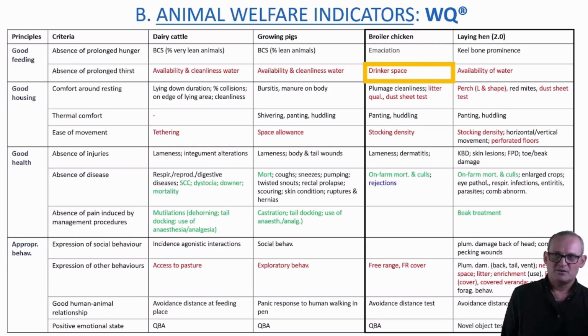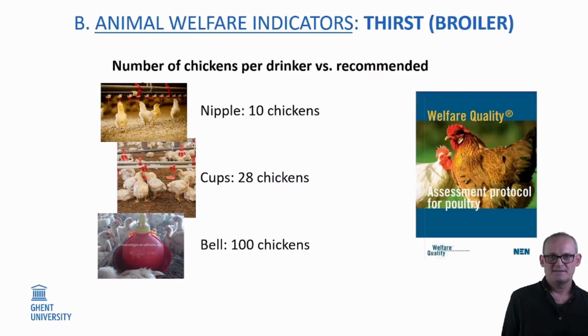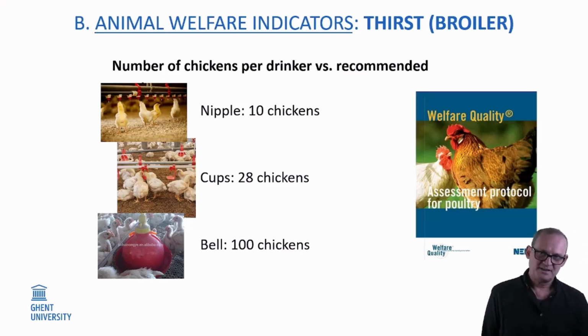Let's focus here on the indicator drinker space, which is used in the broiler chicken protocol by Welfare Quality to give information about the absence of prolonged thirst. So what does that indicator involve? Well, you mainly look at how many drinkers there are compared to how many chickens there are. But of course you have different types of drinking systems, so you have to account for that.